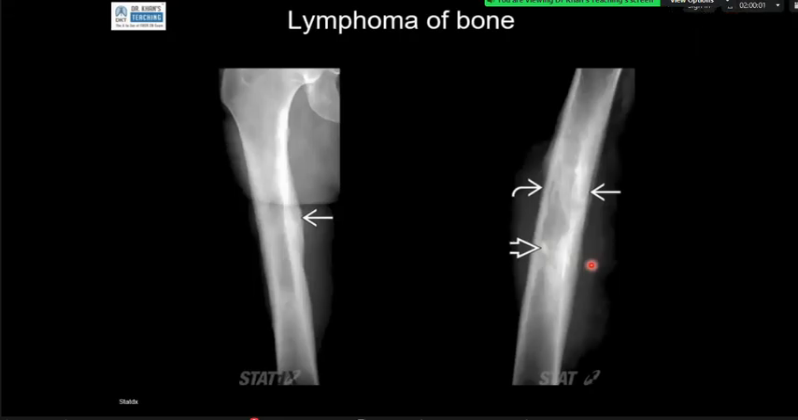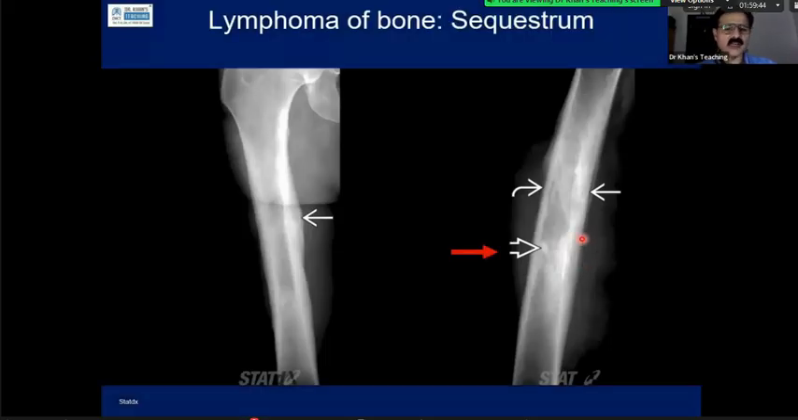Involucrum? No, involucrum is something else. This is what we call a sequestrum. Sequestrum by definition is dead bone. Now, concentrate on this.